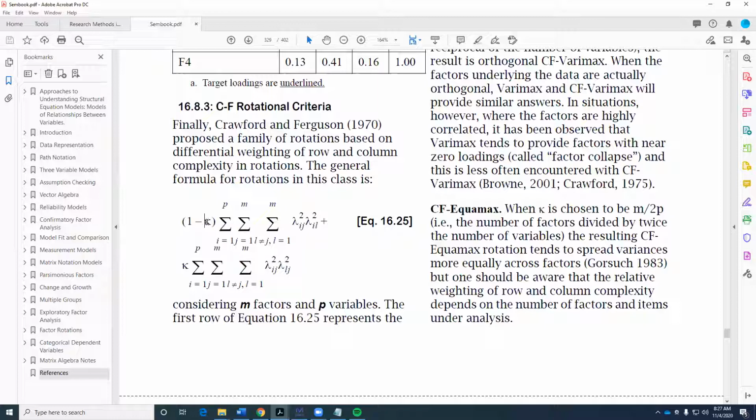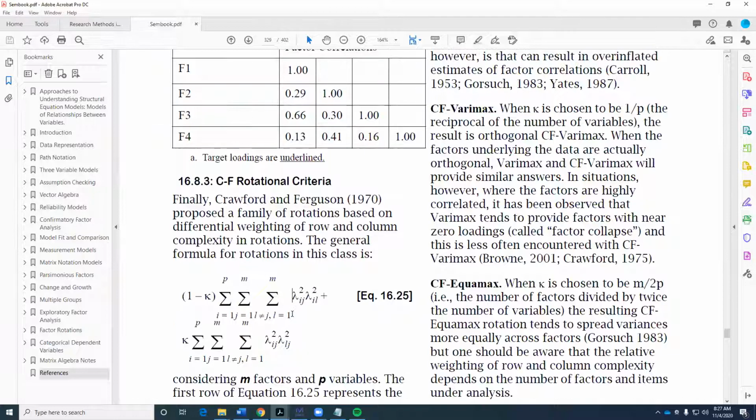And Crawford and Ferguson introduce a weighting parameter, kappa. What we're talking about is the rotations: the desired rotation is composed of one factor involving kappa and another factor involving 1 minus kappa. And I'm again summing over all my factors such that I'm not double counting the factors. That's the reason for this not equal sign. And this is my raw and my rotated factor.